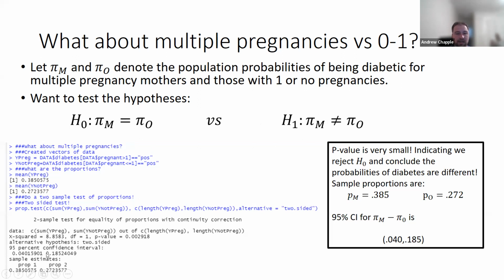So here is a 95% confidence interval for this difference too. This is the confidence interval for the proportion difference between the first group and the second group. It's between 0.04 and 0.18. So you could say we think that the probability of having diabetes with 2 or more pregnancies is about 4 to 18% higher than if you had no pregnancies or 1 pregnancy. The p-value is really small, right?